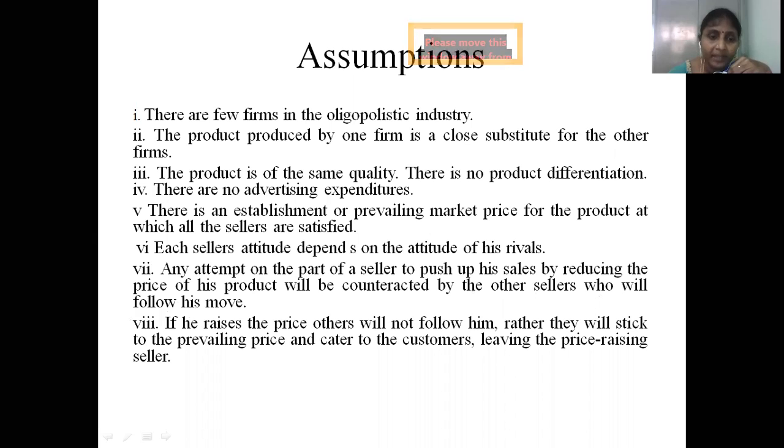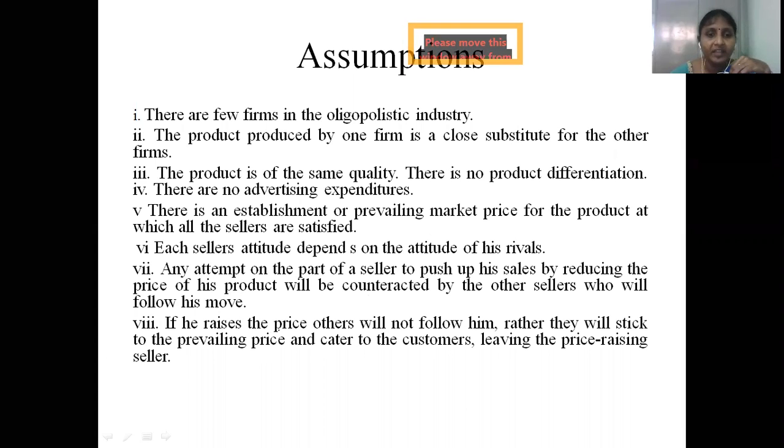When we are playing chess, to defeat the opponent, we take certain moves. Like that, here they are acting as rivals in this competitive market. Whatever move is taken by one firm will be affected by the other firm. Automatically, they take the counter move to compete.